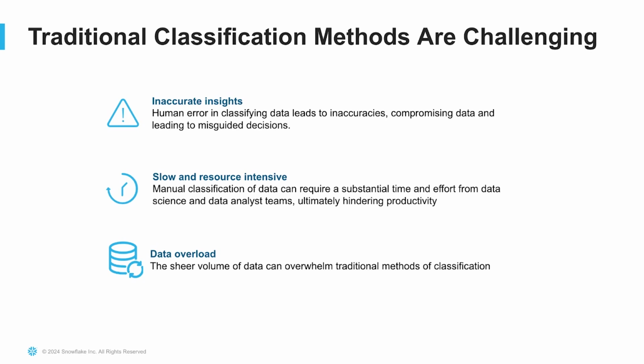The problem with traditional processes for classification is that they're often slow, resource intensive, and error prone as they heavily rely on human labeling. Additionally, customers told us that they want to operate on millions of records that traditional methods of classification are not built to handle.